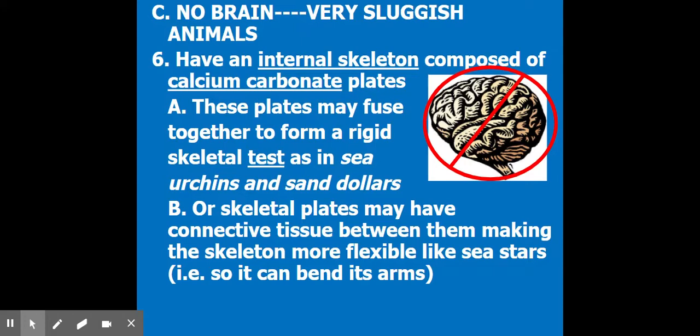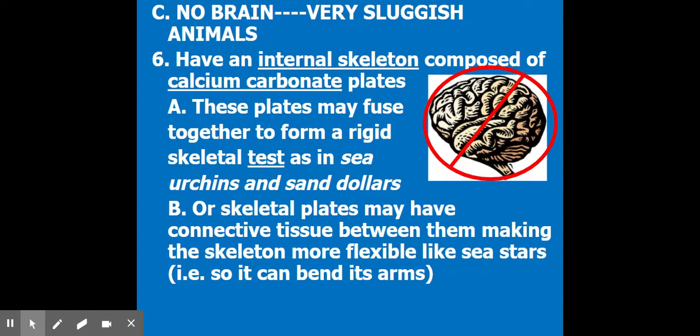It doesn't mean they can't sense and respond to their environment at all, because they have things like little sensory tentacles on the tips of arms and rays of sea stars. But generally, overall speaking, they are not highly cephalized. They do not have a centralized brain. So they respond a little slower to their environment than a more cephalized organism like a lobster or an arthropod.